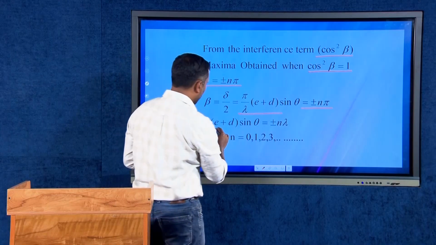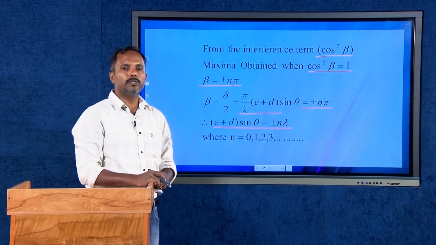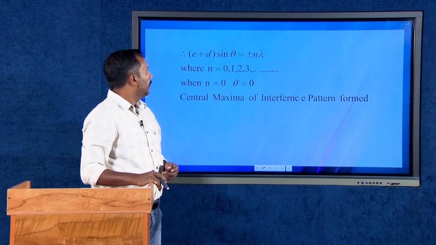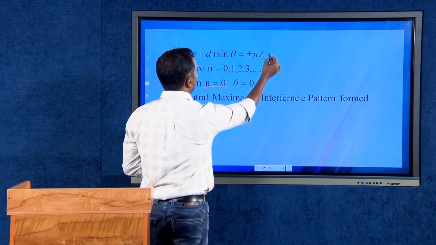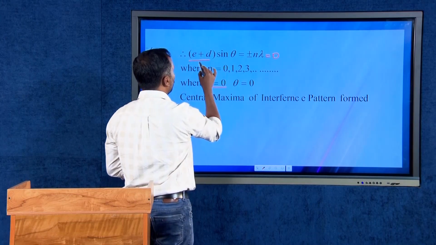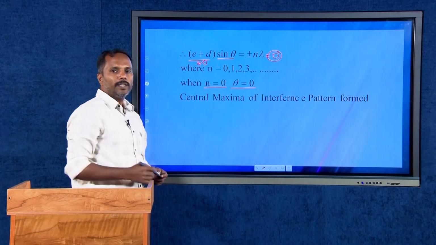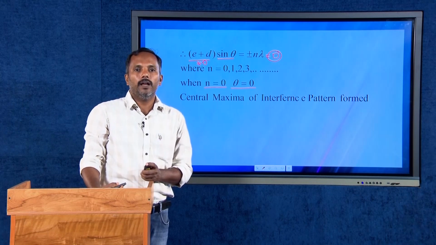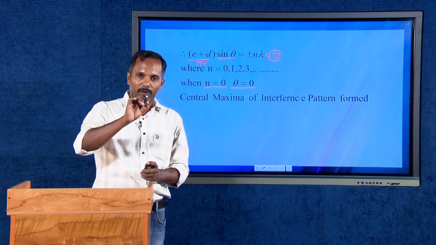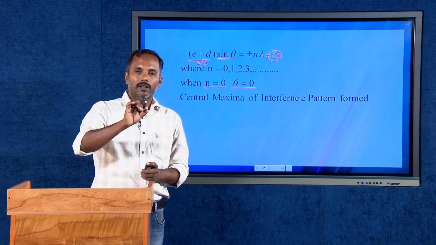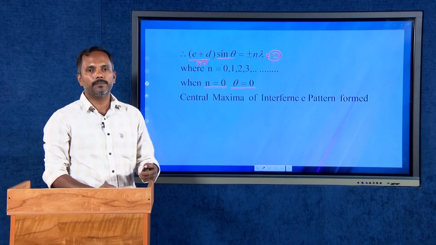So, eventually we obtain (e plus d) sin theta is equal to plus or minus n lambda, where n is equal to 0, 1, 2, 3, 4, etc. So, when n is equal to 0, what happens? When n is equal to 0, this term becomes 0, and e plus d is not a 0 term, so sin theta shall be 0 and theta shall be 0. So, when theta is equal to 0, we obtain a central maxima of the interference pattern. That means the interference pattern is modulated with the central maxima of the single slit diffraction, and we will be getting the maximum intensity at that particular point.